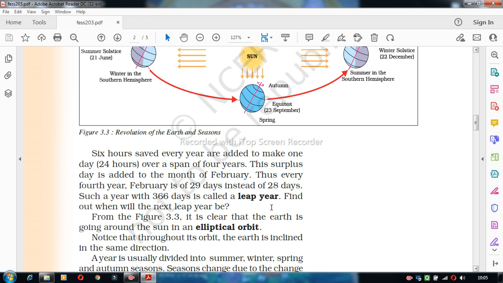Vineet, very good. Those who are writing in the chat box, very good to them. That's a proper way to communicate to the teacher without disturbing the class.